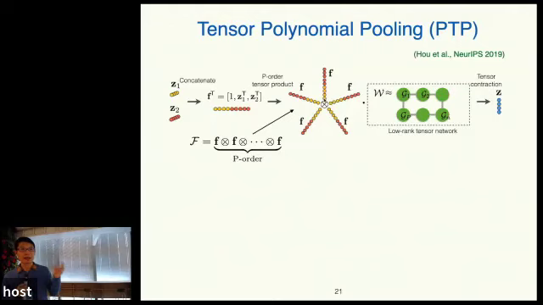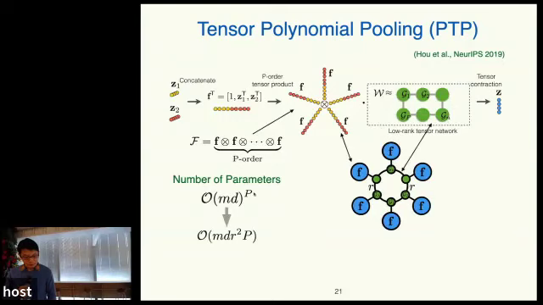So the formula is like this. We also create a tensor network, which is rank one. By using this, we can further enhance the information of the input. And after that, of course, our dimension will explode. So we must compress our parameters to make the model trainable. So W is also assumed to be a tensor network, and then we can make predictions.